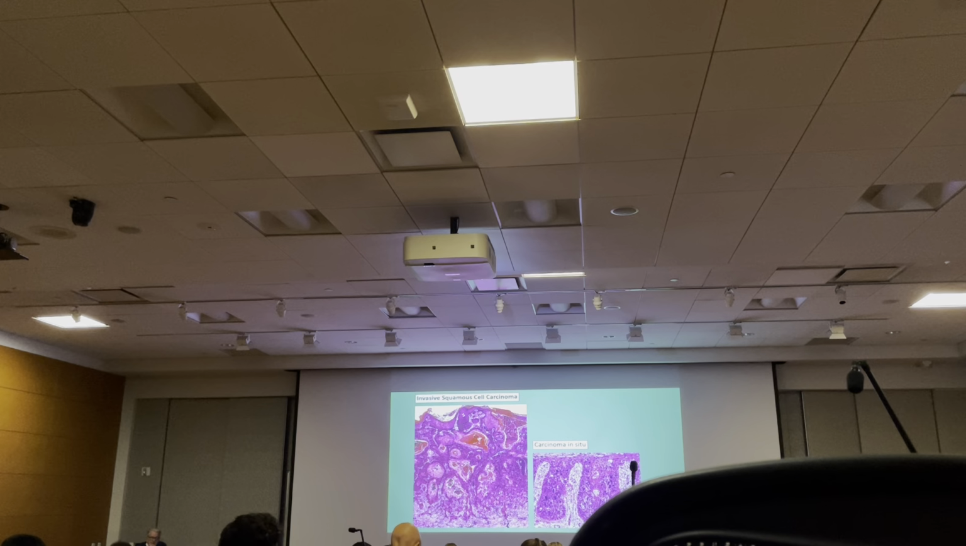You should be able to recognize microscopically the difference between carcinoma in situ and invasive cancer because of the irregular, sharp, kind of tongue-like intrusions of the malignant cells on the left, and those swollen bulbous ridges filled with malignant cells on the right. So that's invasive cancer versus CIS.